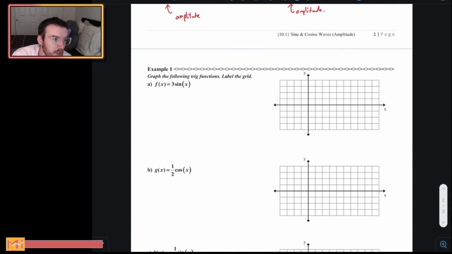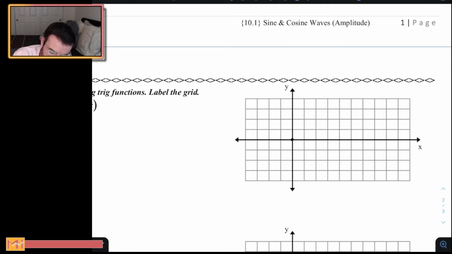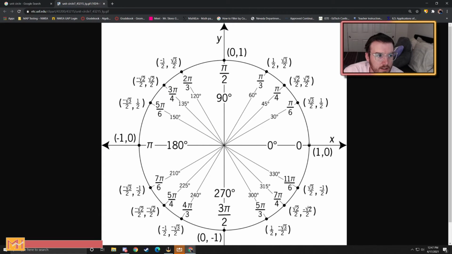So graph the following trig functions. So 3 sine x. We know that this function is going to do its thing here. On the graph you always want to have 0, pi over 2, pi, 3 pi over 2, and 2 pi. That's just what makes sense because of our unit circle. Open up a unit circle again if you need to, right? Here's our unit circle. 0, pi over 2, pi, 3 pi over 2. Those are the big hitters. And then you've got all these ones in between, but they get a little bit messier.